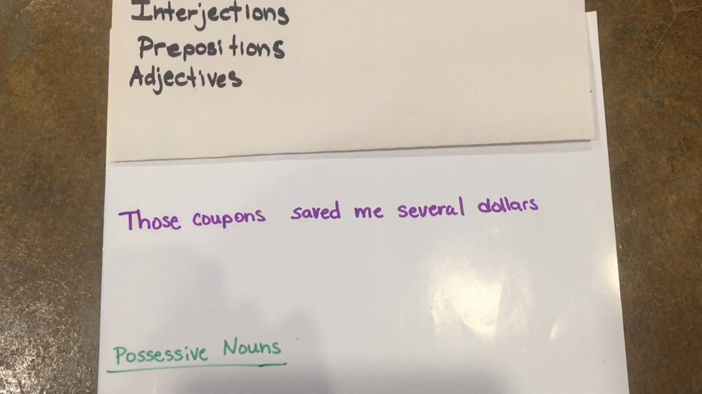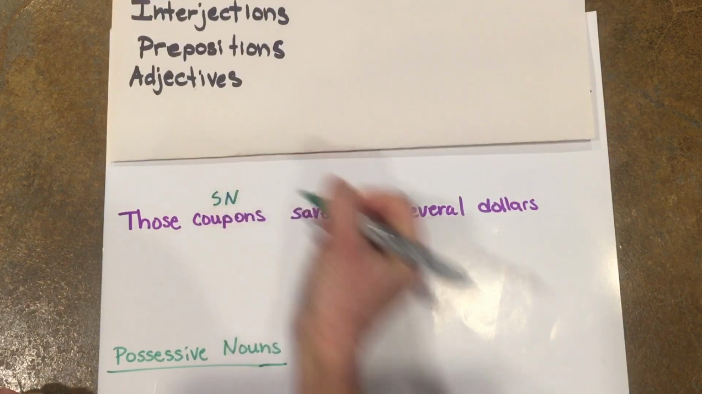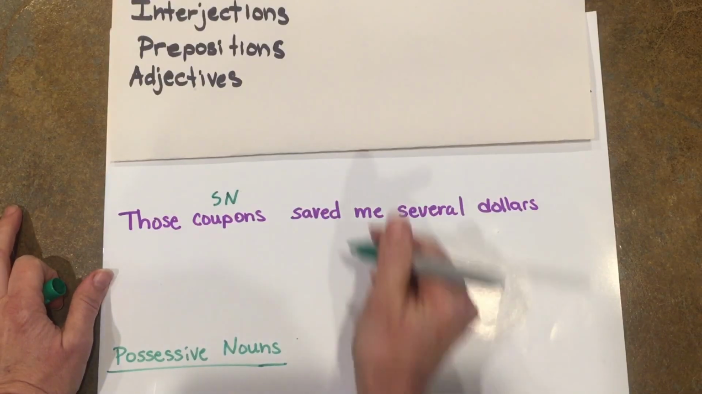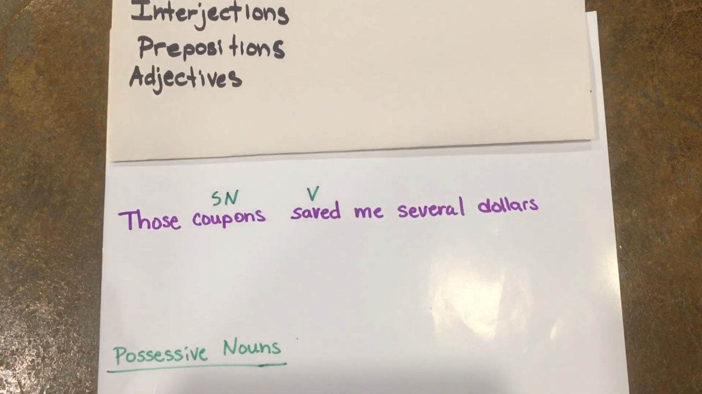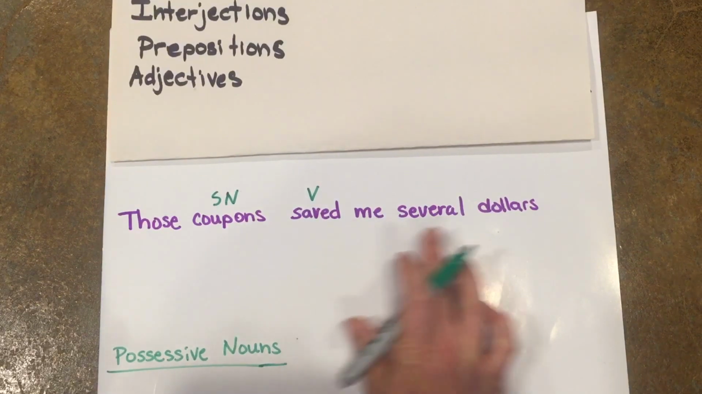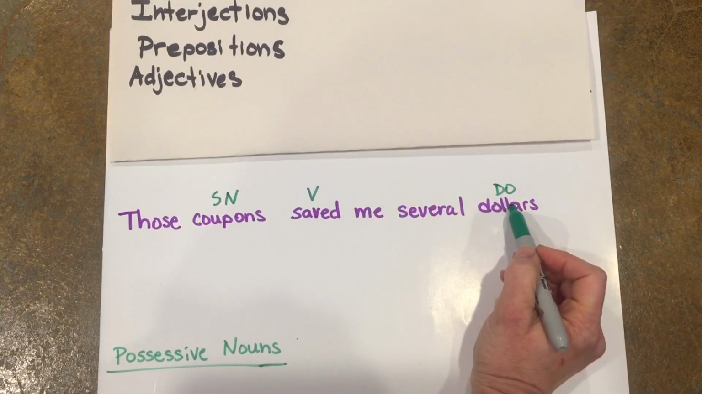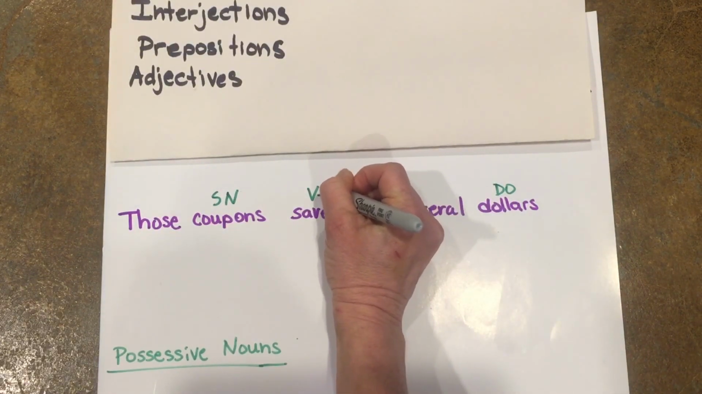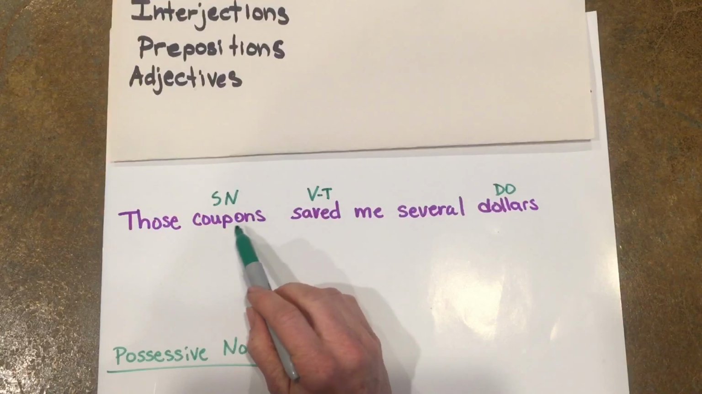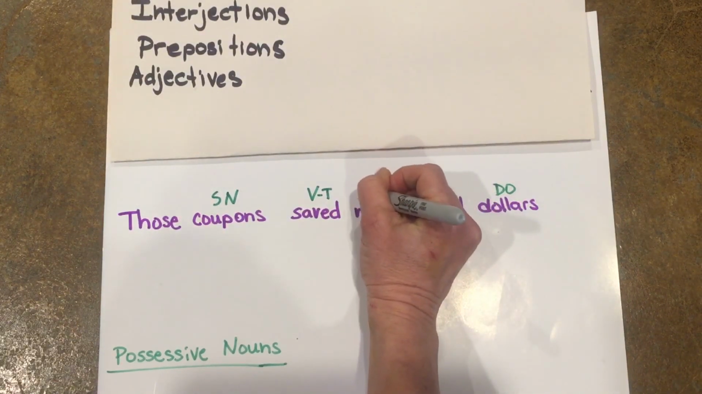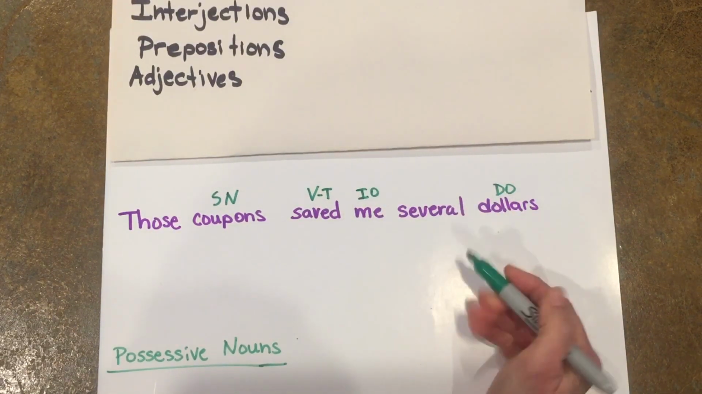What saved me several dollars? Coupons. Subject, noun. What is being said about coupons? Coupons saved. Verb. Saved what? Dollars. Direct object. Go back to verb. Make it transitive. Coupons saved dollars to whom or for whom? Me. Indirect object.